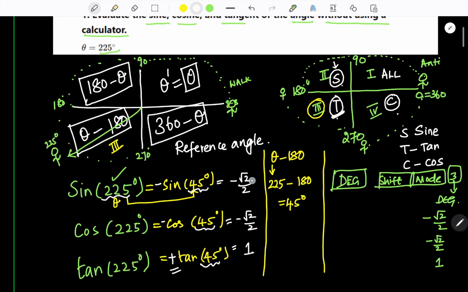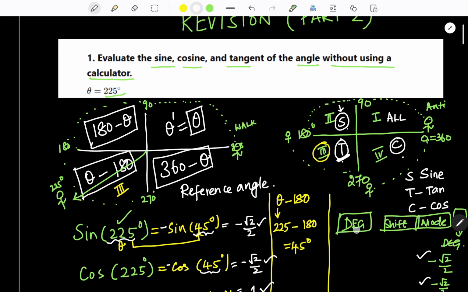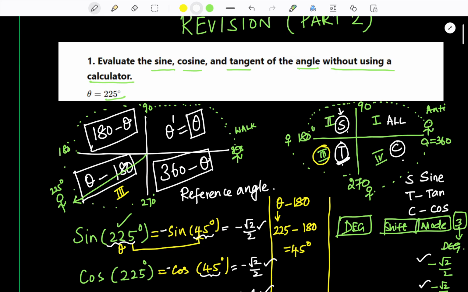Now check your answers. Minus root 2 by 2, minus root 2 by 2, and 1. So your answers are correct. In this way, you are going to do this question. Evaluate sine, cosine, tangent of the angle without using a calculator. Actually, for 225 degrees we are not using the calculator, but for 45 degrees we are using the calculator.